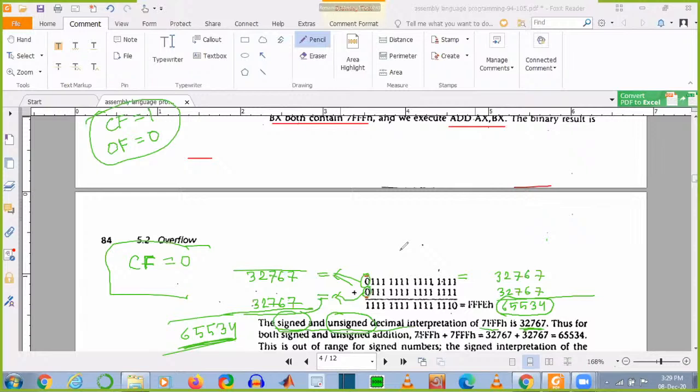Okay, do you understand? Ifat, Ifat. Yes, sir. Now tell me, what will be the result in sign and what will be the result in unsigned?